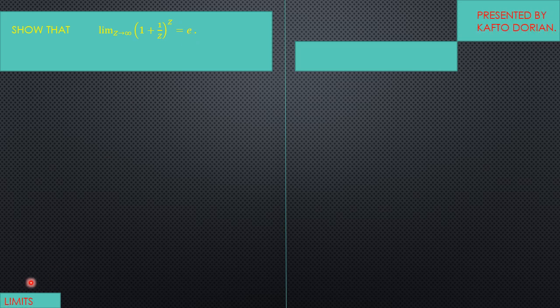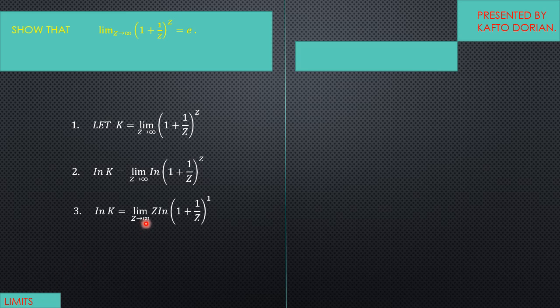Okay, now the first step, I'll let k, or a certain letter of your choice, be equal to my limit. The second point, now I'll multiply both sides by ln. The third point, I'll apply the law of logarithm.